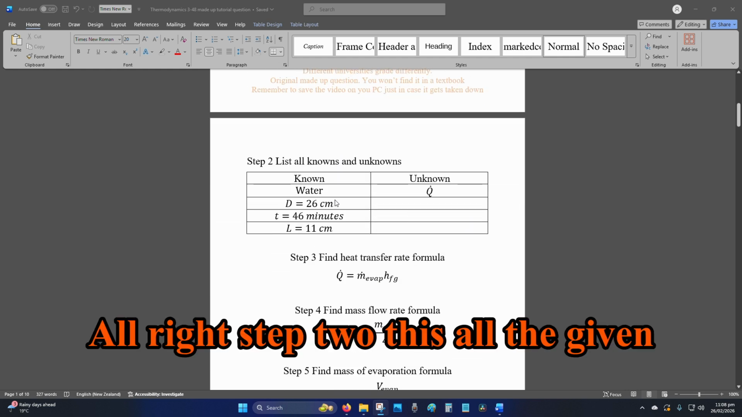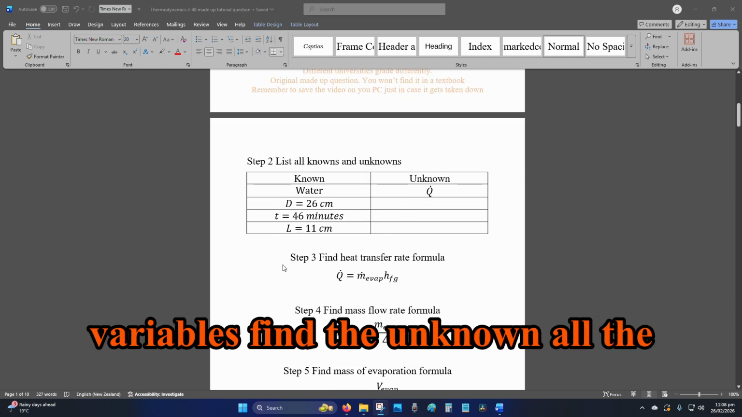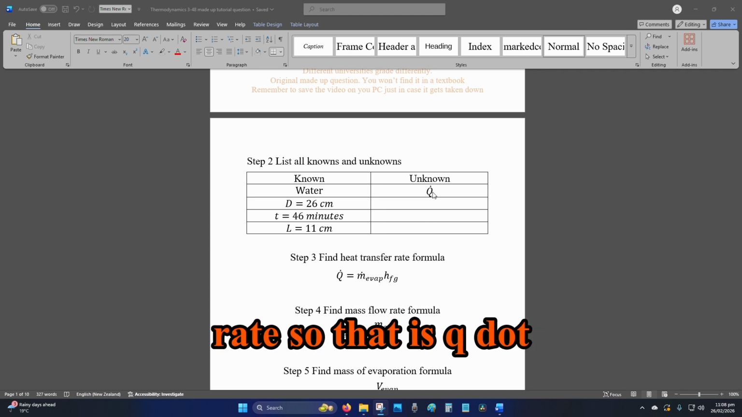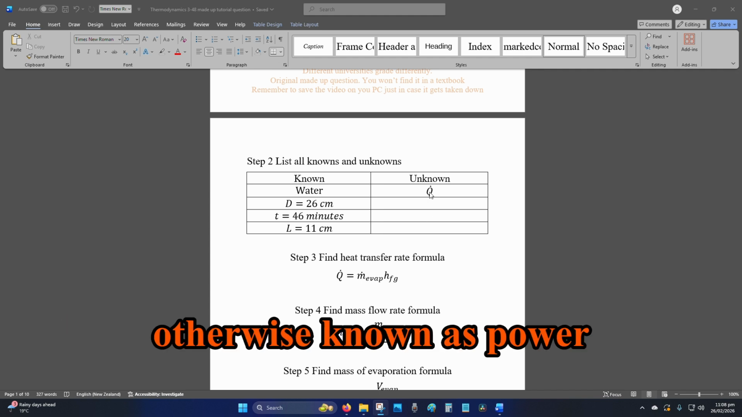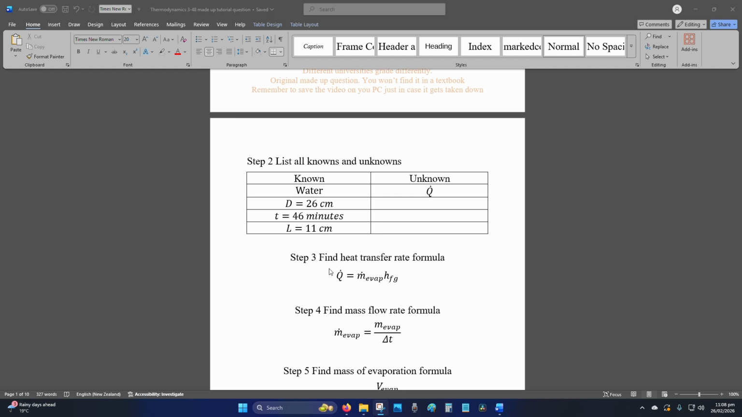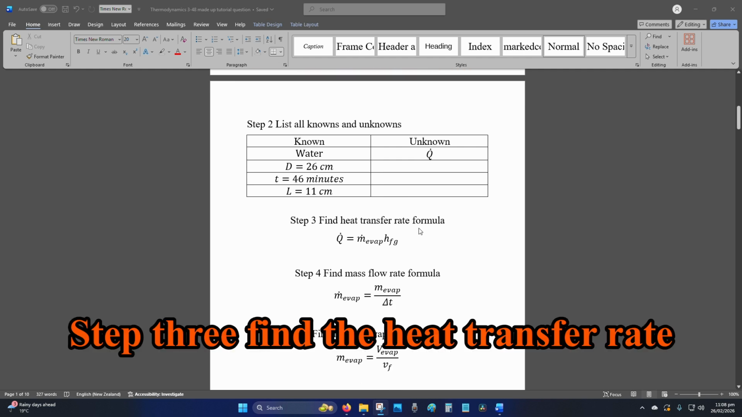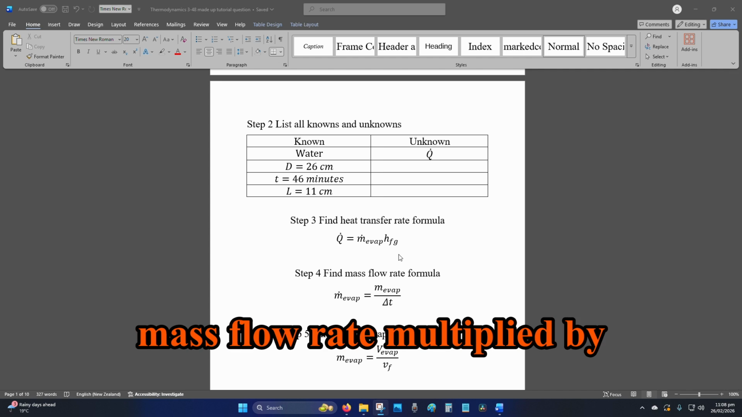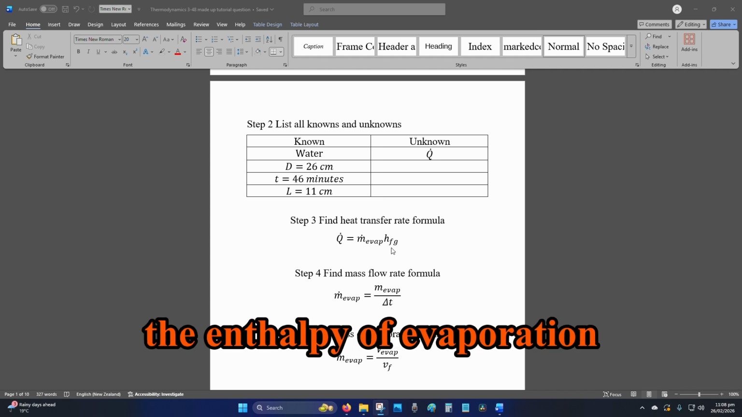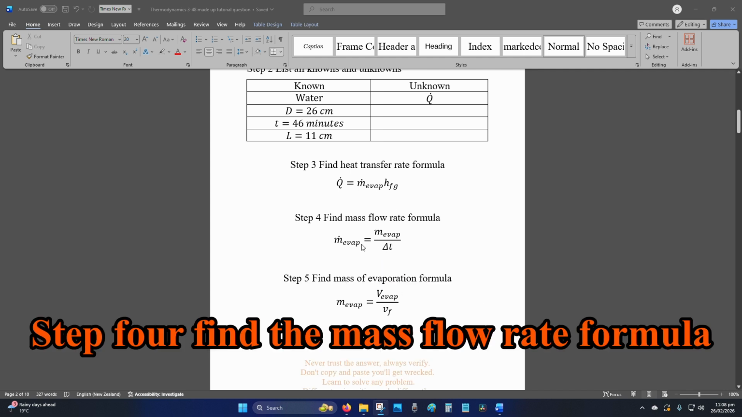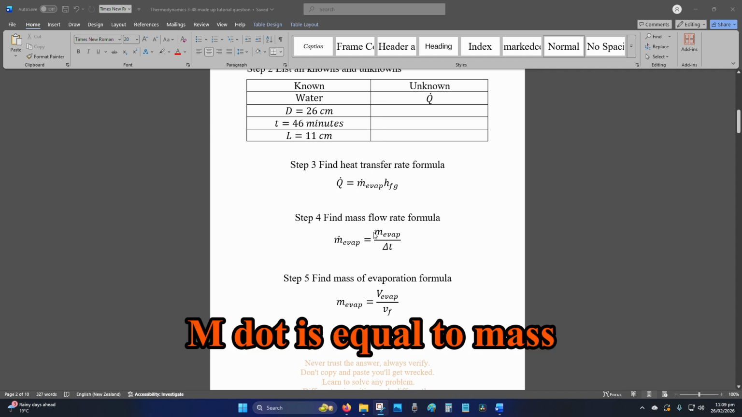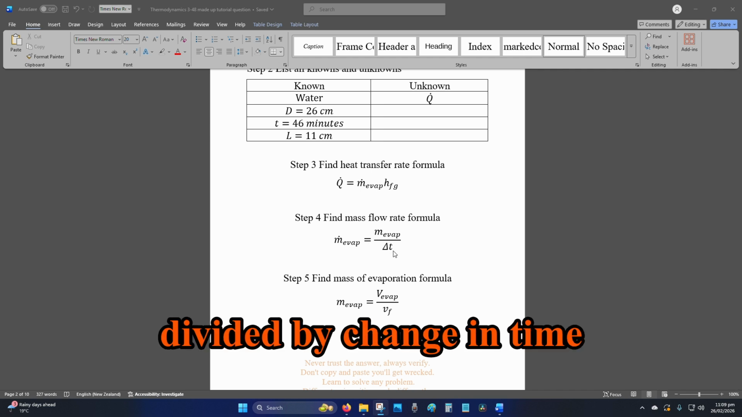Step 2, list all the given variables, find the unknown. All the variables are the same. We're trying to find the heat transfer rate, so that is Q dot, otherwise known as power. Step 3, find the heat transfer rate formula, so capital Q dot is equal to mass flow rate multiplied by the enthalpy of evaporation, HFG. Step 4, find the mass flow rate formula. M dot is equal to mass divided by change in time.